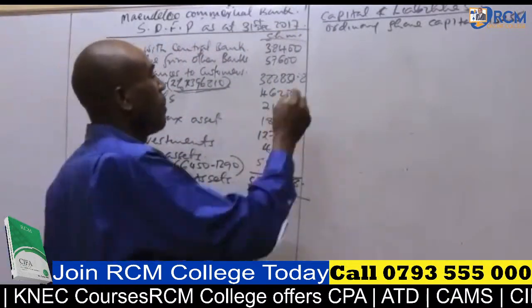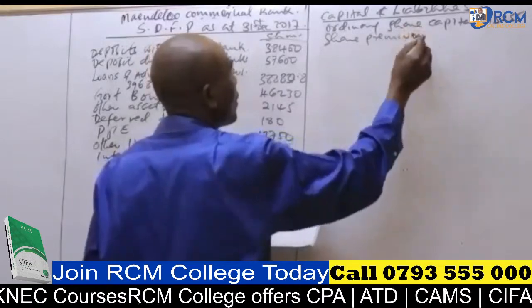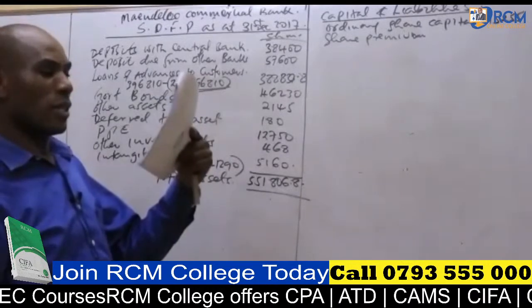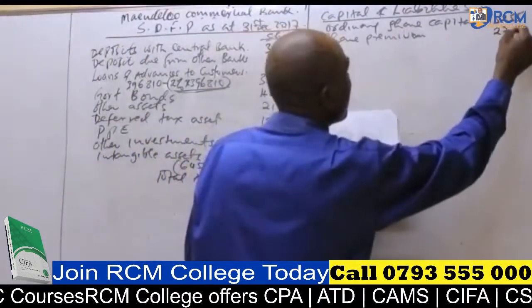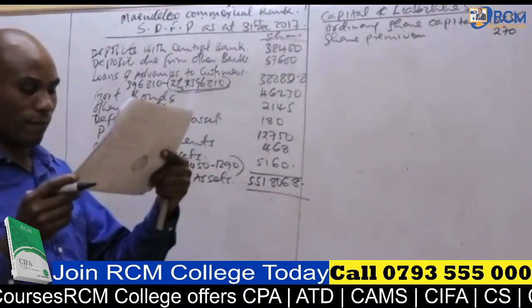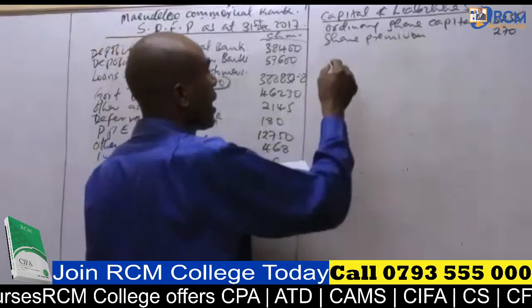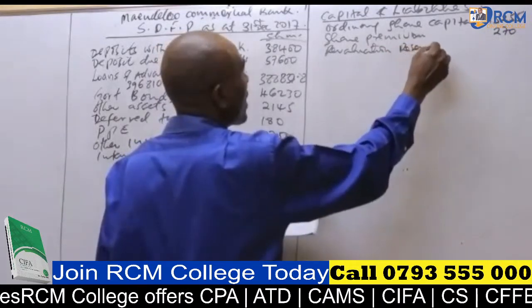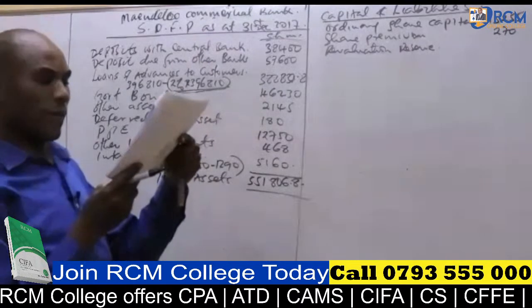Then we go to share premium. Share premium, we have it as, is it 270? 270. Then we go to revaluation reserve. Revaluation reserve, we have 1380.